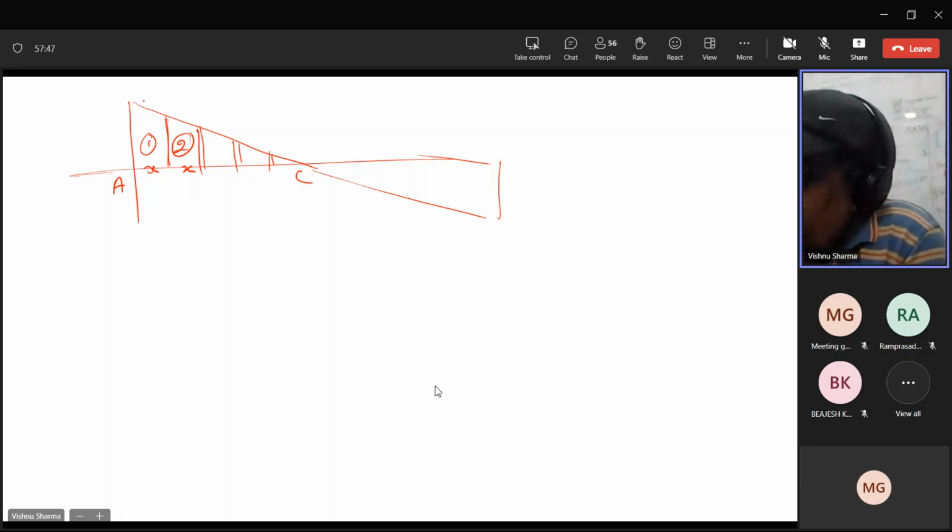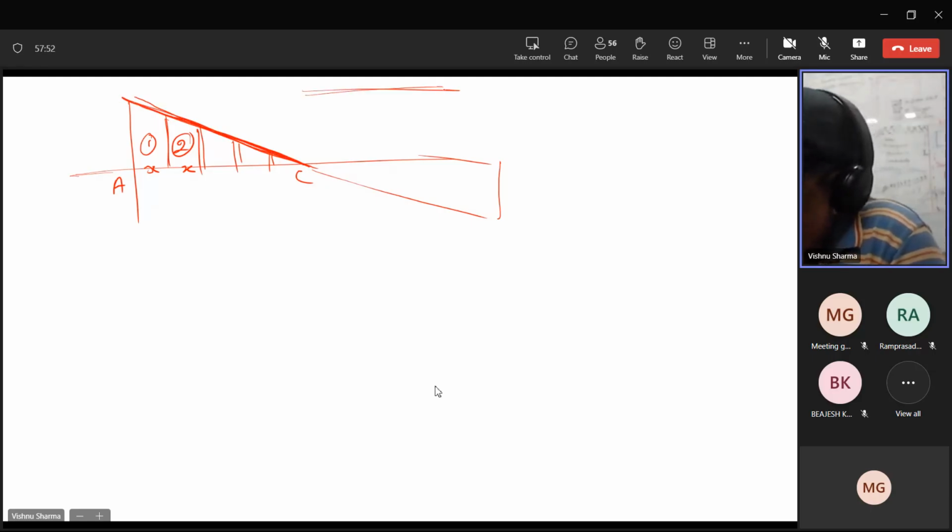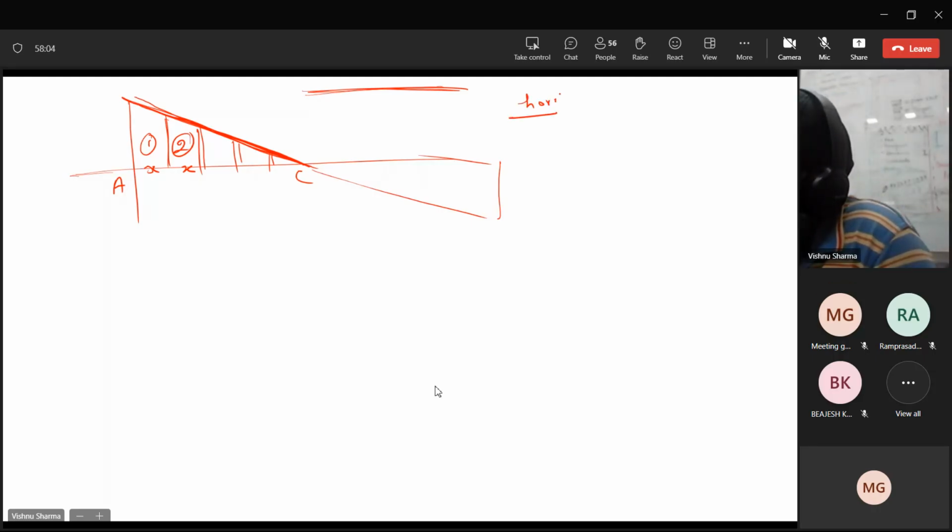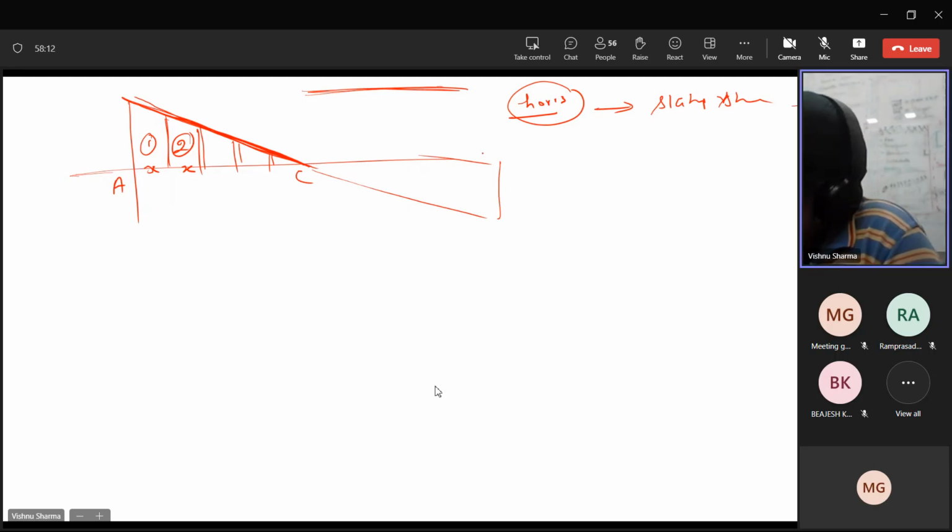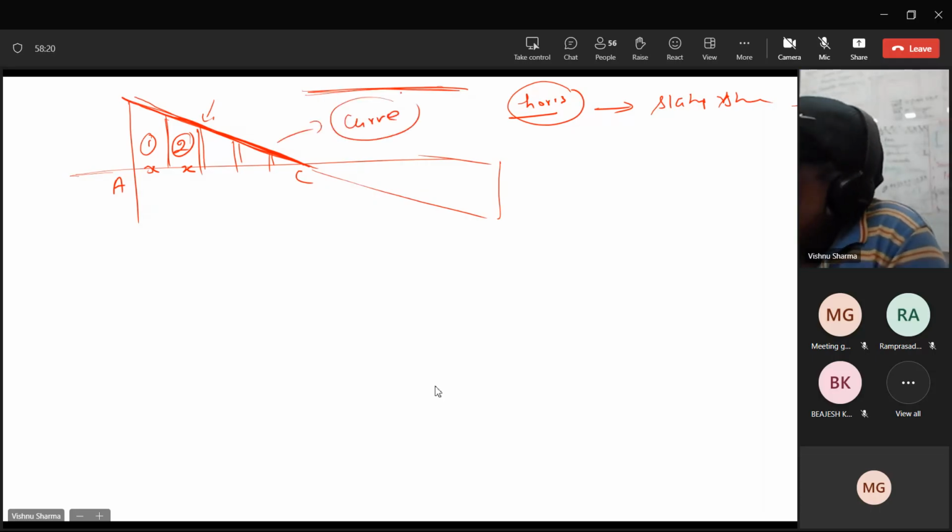That means you are basically integrating areas under a slanting straight line, not a horizontal line. In the previous question, the SF diagram was horizontal. Here it is a slanting line. When you are integrating under a horizontal line, as in the previous question, your result will be a slanting straight line, as we saw. If you are integrating under a slanting straight line, this will result in a curve. It will not give you a straight line. So the graph of this will be a curve.